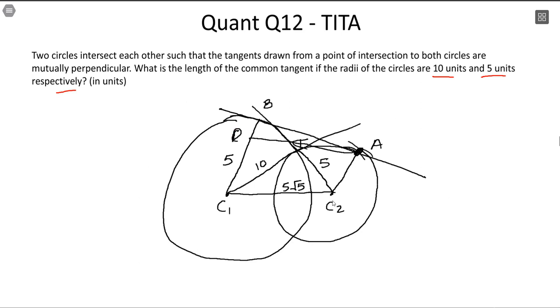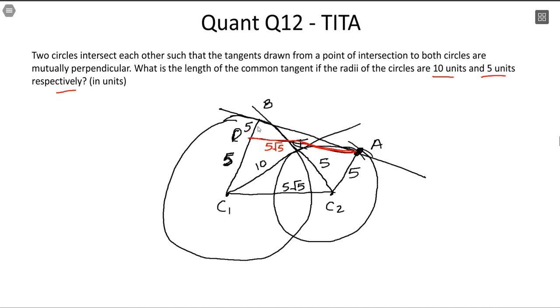If AD is parallel to C1 C2, then see what would happen. This line was 5, this line will also be 5. So this will also be 5. Now this is 5 root 5. So AD will also be 5 root 5 because a parallelogram is getting created.